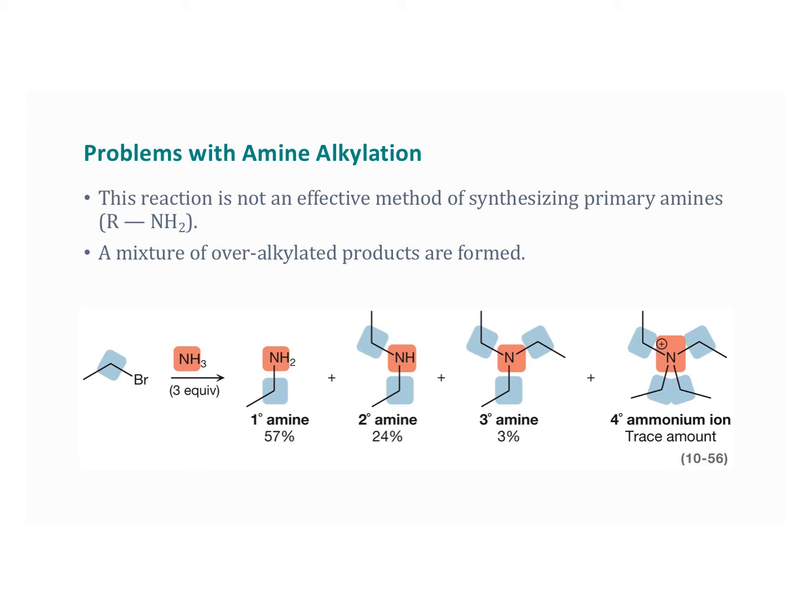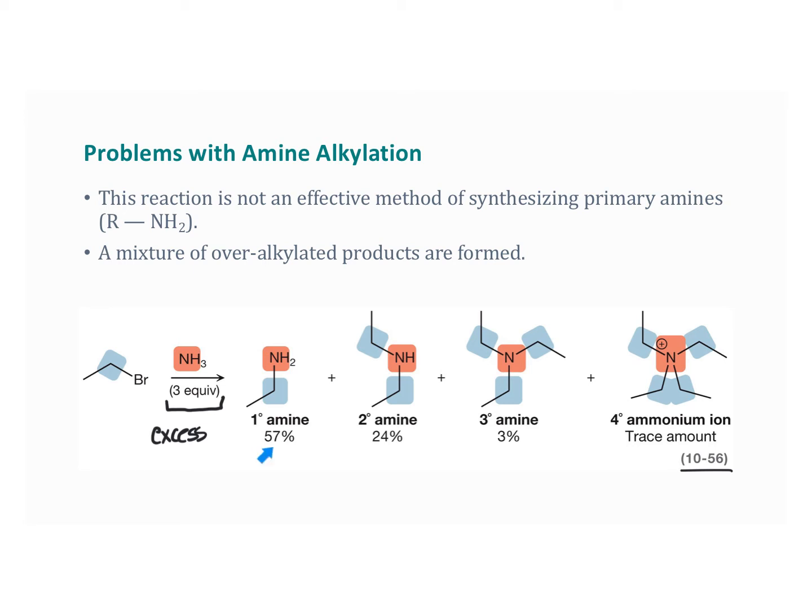So to help ensure that the alkyl halide reacts with NH3 instead of an amine product, and therefore we minimize those subsequent alkylations, the reaction can be run with an excess of NH3. As shown here in equation 1056, what that does, and that's what you're seeing here with the 3 equivalents, when we talk about it being in excess, all this does is minimize these subsequent alkylations.